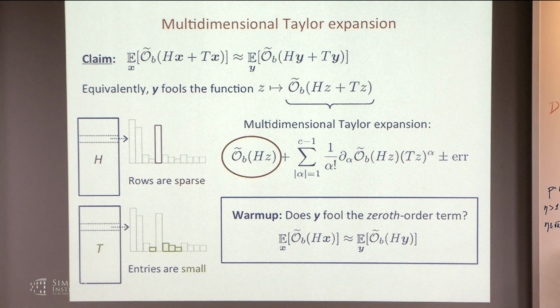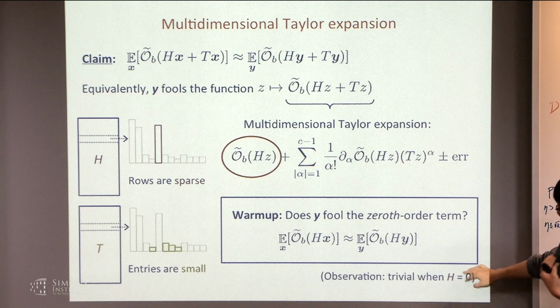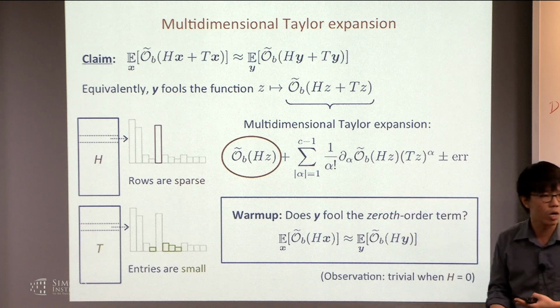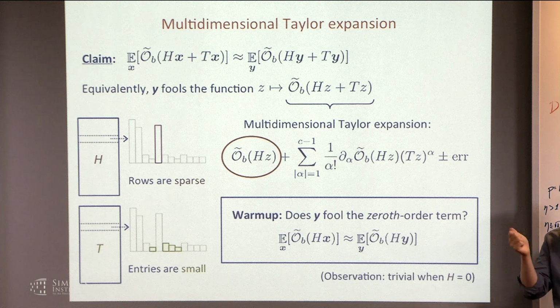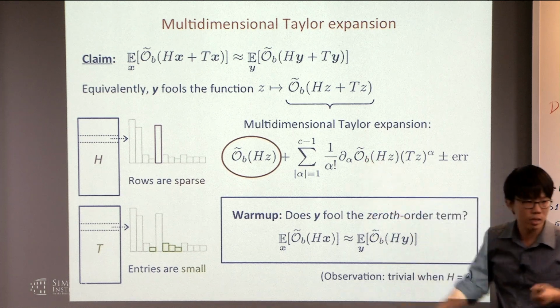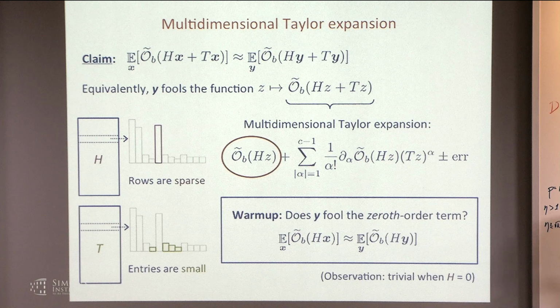So as a warm-up, does it even fool the zeroth order term of the Taylor expansion? Is it true that H, the head matrix, Hx and Hy are close with respect to O tilde? This is our main challenge, because in previous works the proof is very similar, but this was a no-op, a free step, because H is the constant zero function and trivially all the work comes in here. Even in the zeroth order term, we start to see some of the challenges that come up when we deal with non-regular linear forms. So in the rest of my talk, let me just talk about this step.